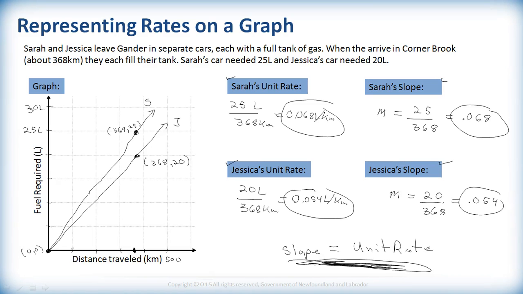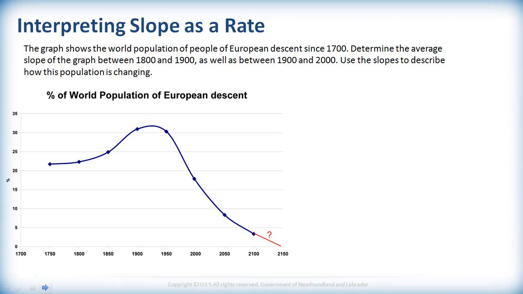We knew that Jessica had better fuel economy, and her line right here is not as steep as Sarah's was, right? So Jessica had a lower slope, better fuel economy, burning less gas.